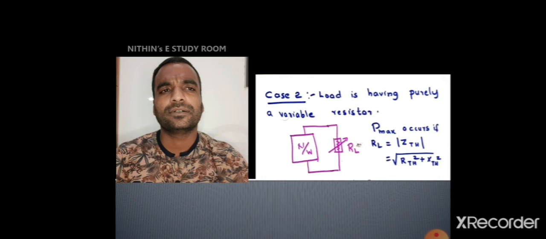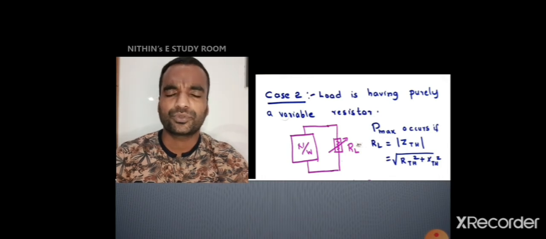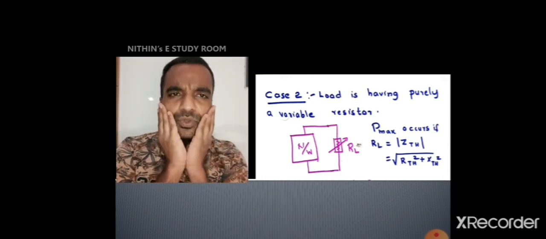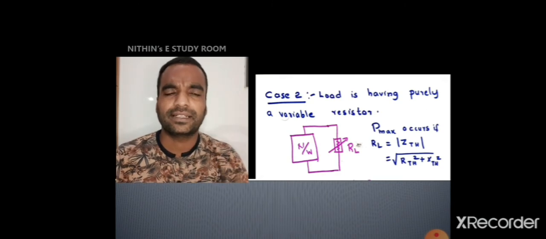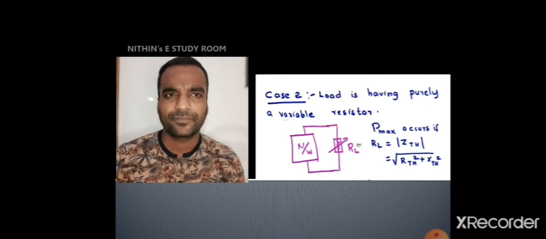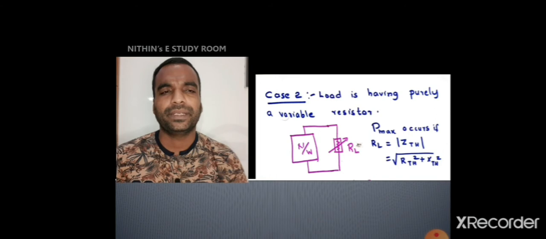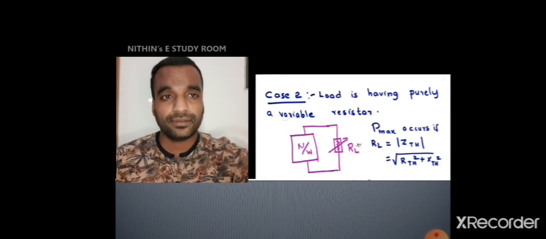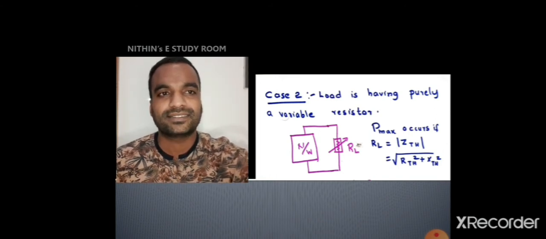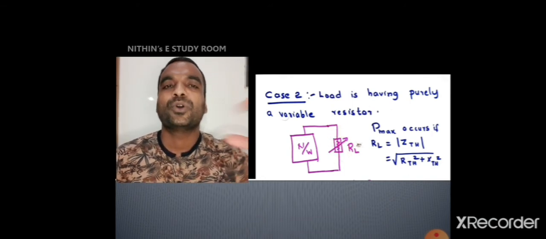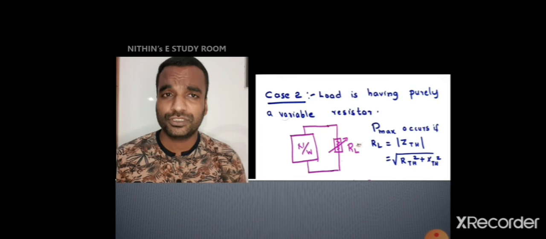I think for doing problems, you should have some points by heart in these cases. First case is very clear. For second case, it's a big network, but the load is having only a resistor. You can see here, inside the load, no reactance is there. It may also be possible.